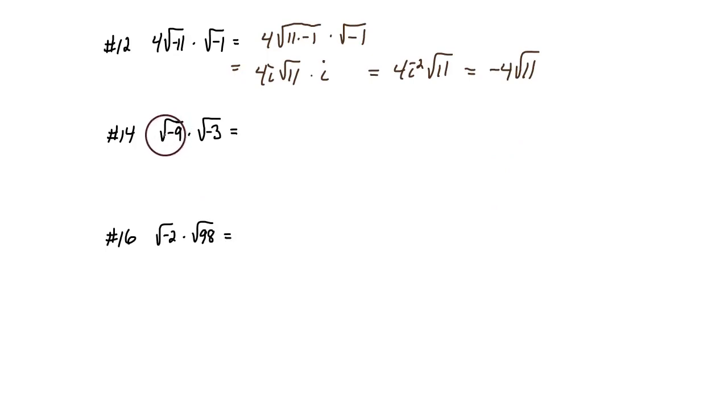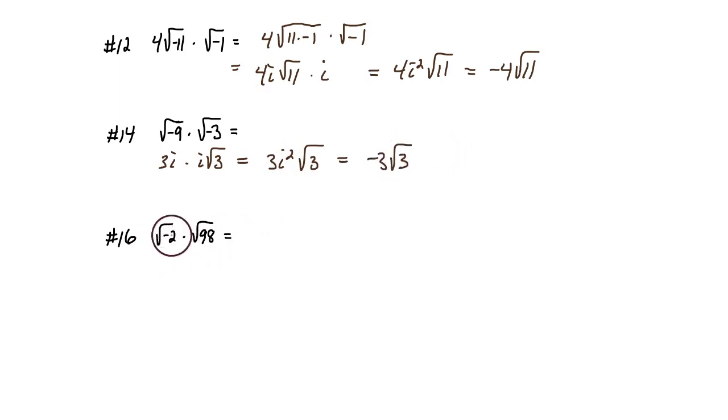Number 14, the square root of -9 makes 3i, and the square root of -3 makes i square root of 3. So this is 3i squared square root of 3. But what's i squared equal? i squared is -1. So this is -3 square root of 3.